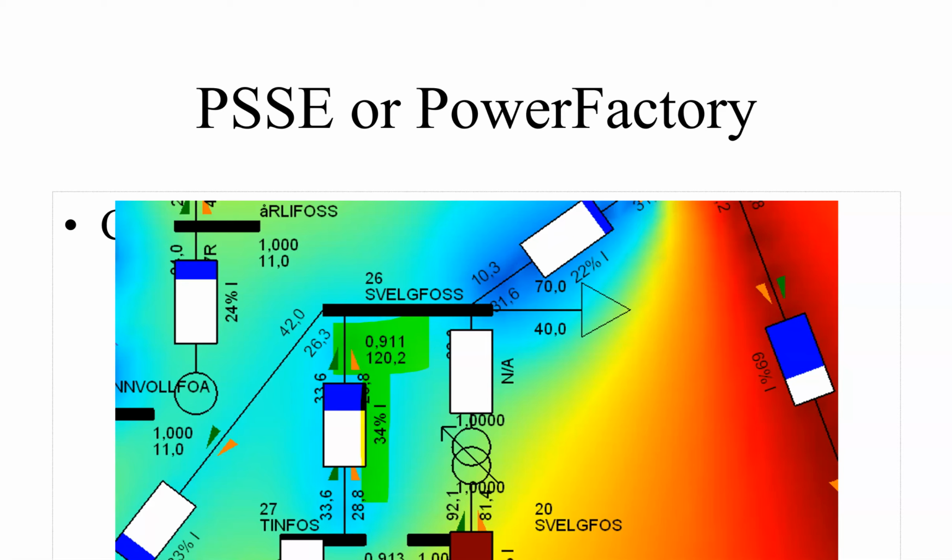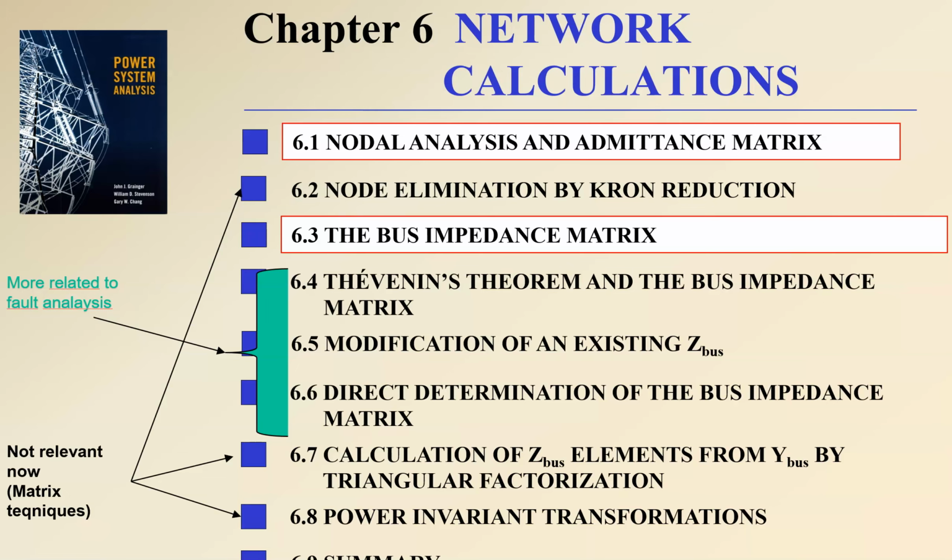lines delivering the power. So this first lecture is from chapter 6, and it's called network calculations. What is important here is what I've highlighted. The 6.1, the nodal analysis and admittance matrix, is of course important, and also 6.3, the bus impedance matrix. These 6.4, 6.5, and 6.6, as I show here, you will come back to when you use them in the fault analysis. So I'll just briefly touch on it in a small video here.